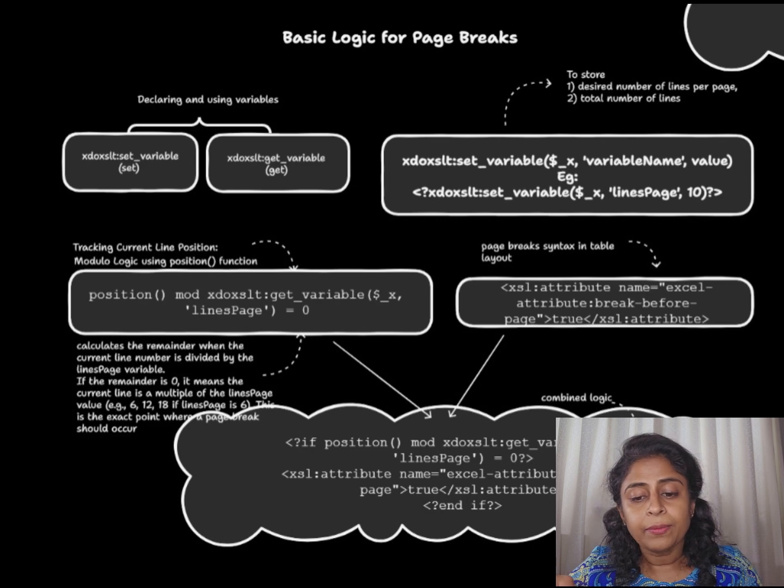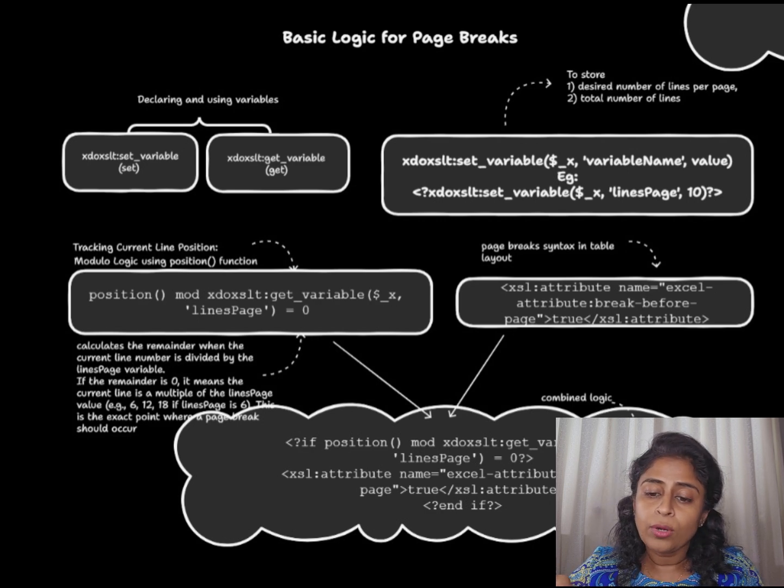For implementing conditional page breaks, we use modulo logic. Modulo logic determines when to break the pages. The core condition is: if position() mod xdoxslt:get_variable of lines_page is equal to 0. This calculates the remainder when the current line number is divided by our lines_page variable. When the remainder is 0, it means the current line is a perfect multiple of our lines_page value. For example, if lines_page is 6, we get a remainder of 0 at line number 6, 12, 18, etc. This is exactly where we want our page breaks to occur. The page break syntax we are using is the attribute break-before page.